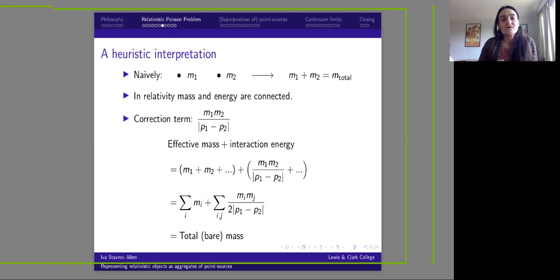And so the total mass of the system, or as Brill-Lindquist would call it, the bare mass of the system, would be the sum of M1 and M2. That would be the effective mass, and then also the interaction term. And you can extend this to any number of bodies. Thus these big sums at the bottom of the slide.